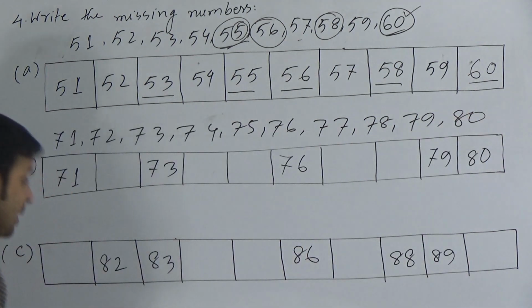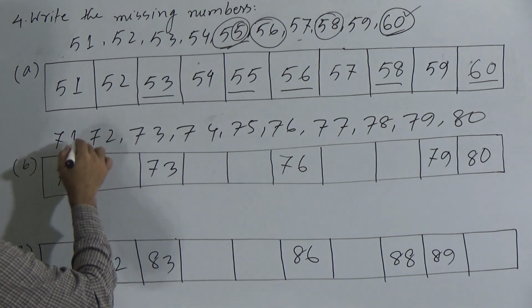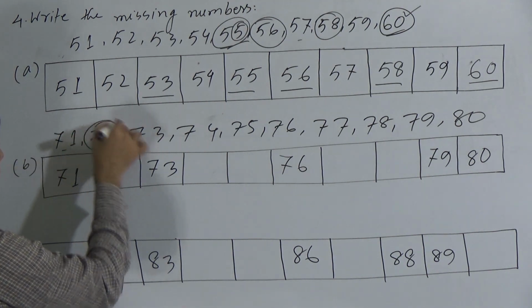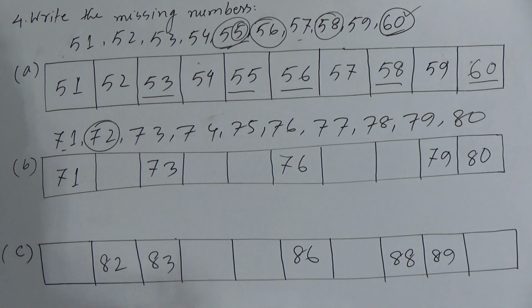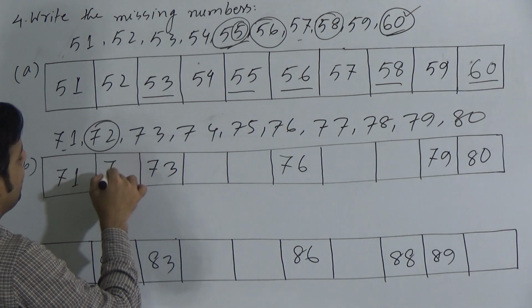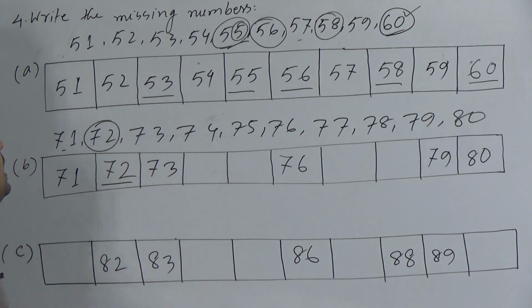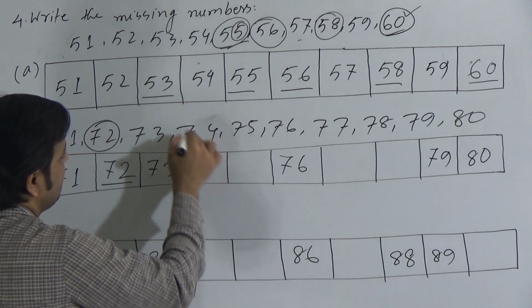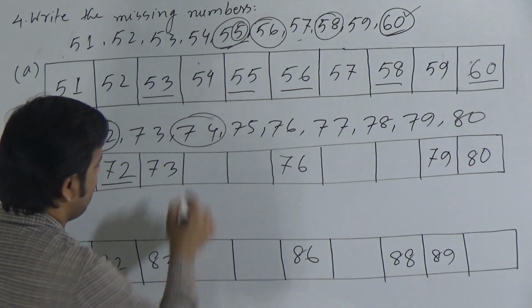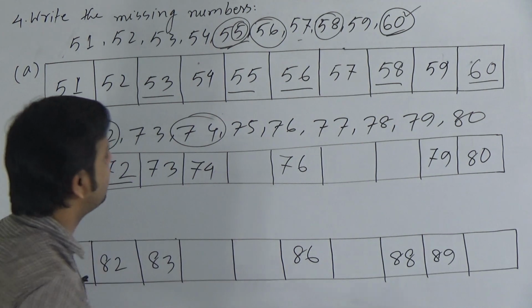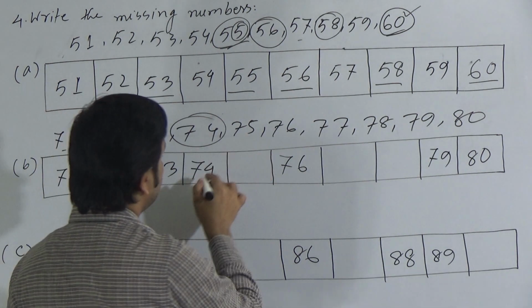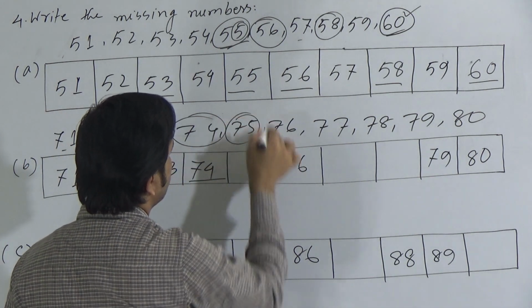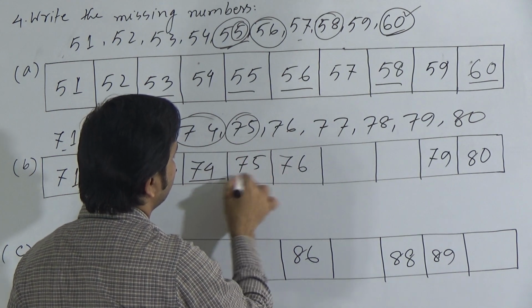Dear students, you know this number. If you notice here, after 71 the number is 72. So we have to write 72 here, and here is 73 given. So after 73, dear students, the number is 74. So we can write here 74. And after 74 the number is 75, so we can write here 75.